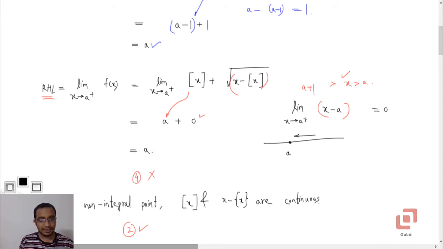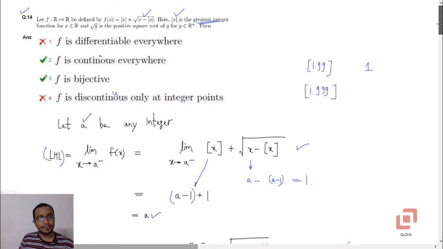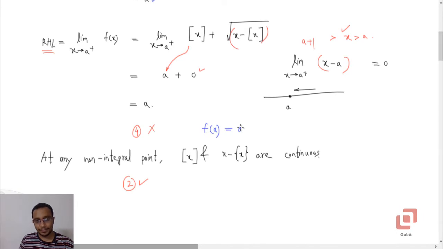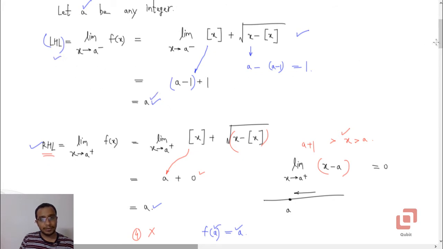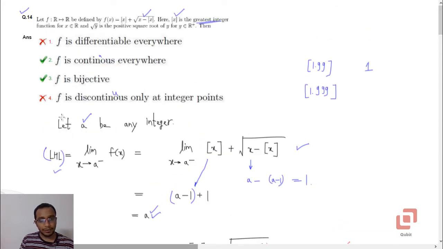Now there is only one last thing that we need to do. We need to find f of a. What is f of a? f of a will be floor of a, which is a, plus root of a minus floor of a, which is 0. So f of a also happens to be a. And this is enough to establish the continuity at integers. RHL is equal to a, the value of the function is equal to a, and the left hand limit is also equal to a. So the fourth option is not correct. f is discontinuous only at integer points? In fact, it is continuous, so the fourth one is not right.